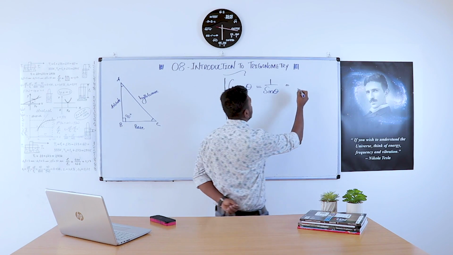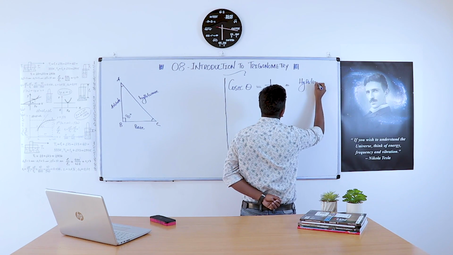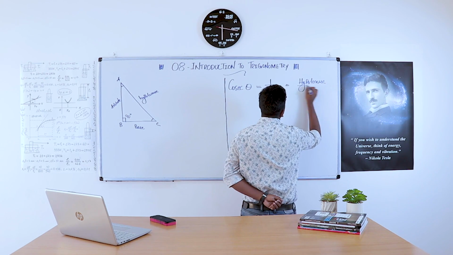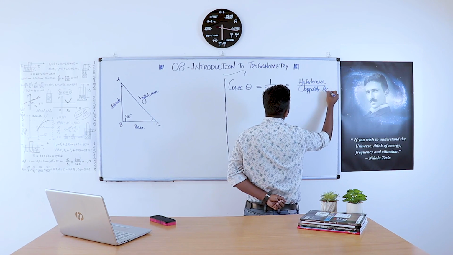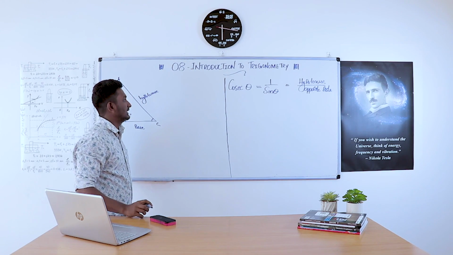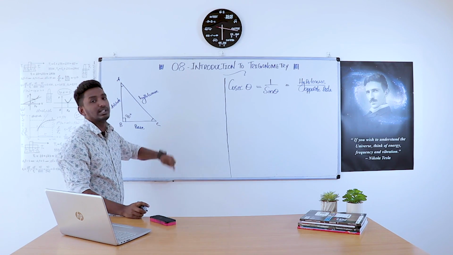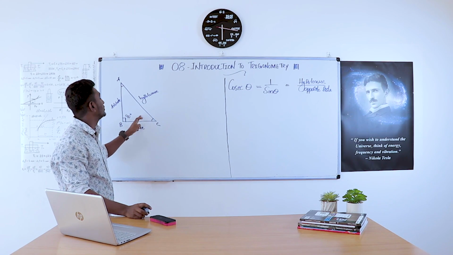Then what is cosec theta? It is hypotenuse by opposite side. So hypotenuse by opposite side gives cosec theta. Here in this triangle we can find cosec theta.